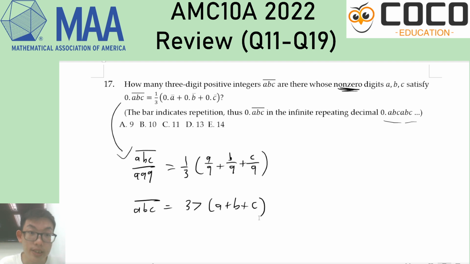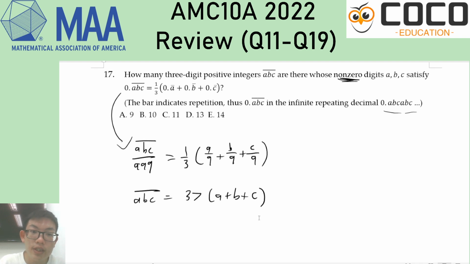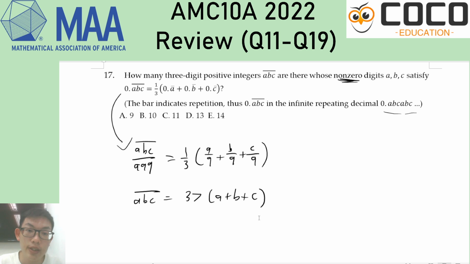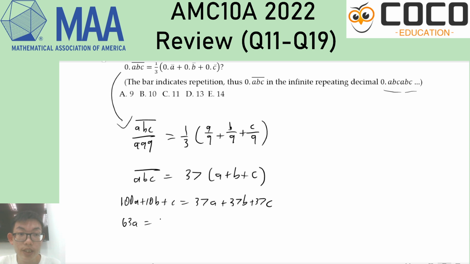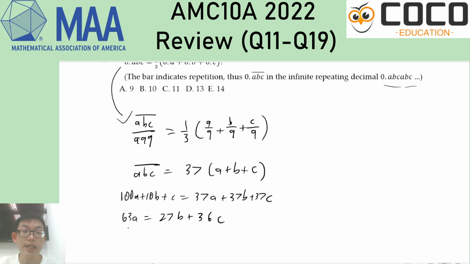Now, what do I do with this? Well, it is possible to just start listing. It is also a bit annoying to start listing because you are going to have a lot of cases to work on, since all the options suggest quite a lot of cases. So I'm going to just convert this into 100A plus 10B plus C, and then just group them. 63A equals 27B plus 36C, and I can divide by 9. 7A equals 3B plus 4C.